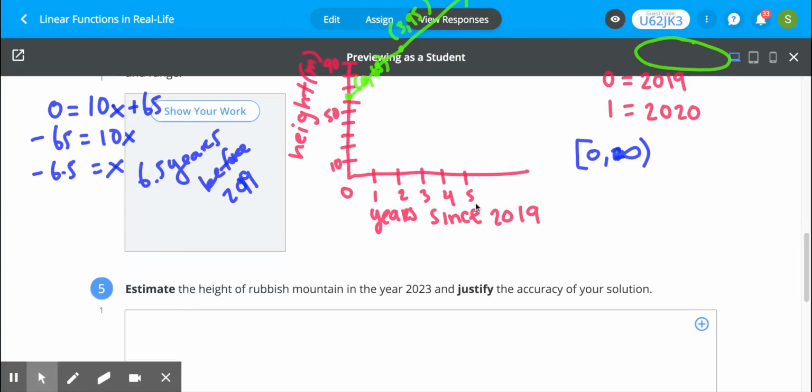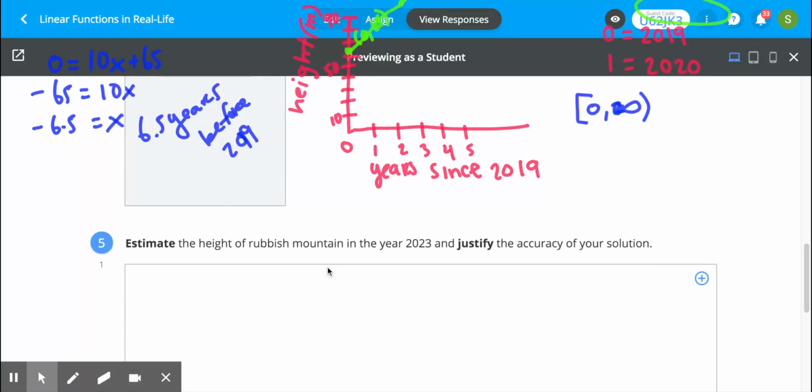So what this then asks me is, estimate the height of the rubbish mountain in 2023. So this means that I want x to be 2023, which is how many years? So this is 2019, 2020, 2021, 2022, 2023. So I'm going to use x equals 4.